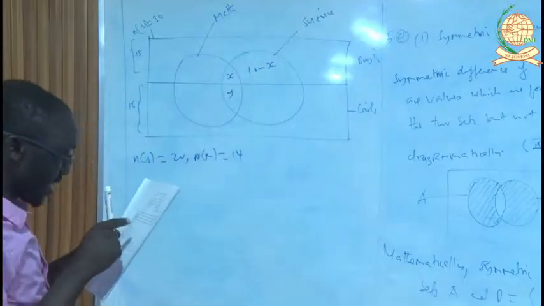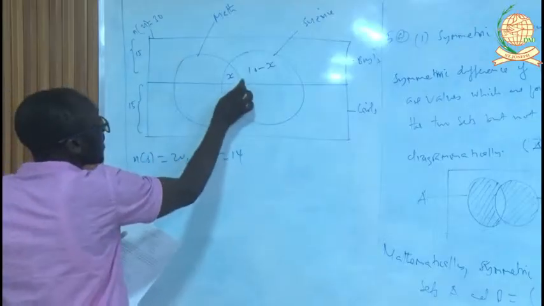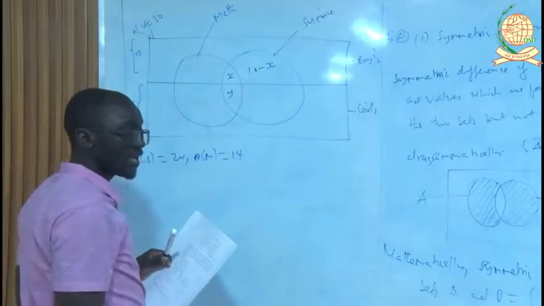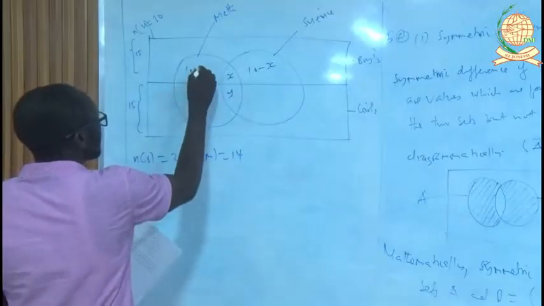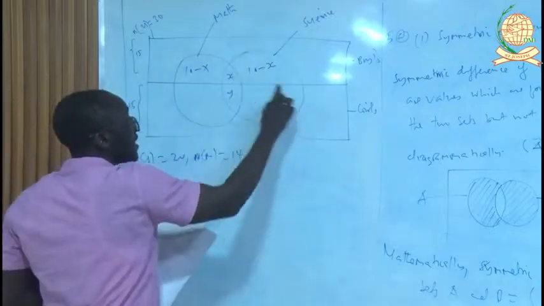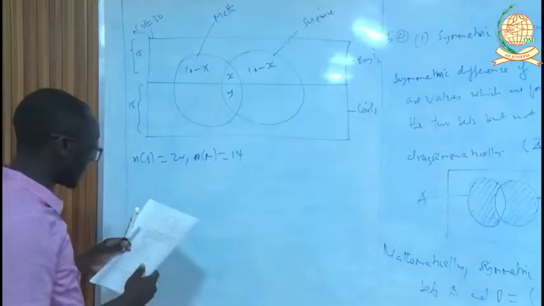And another one, 10 of the boys study math. Again here, this is the side of math, but we don't know about those who are studying both science and math. So we're going to take 10 minus X again here, because 10 boys take math, 10 boys take science, but we don't know the number of those who are taking both math and science.